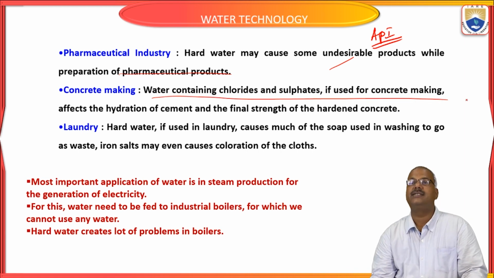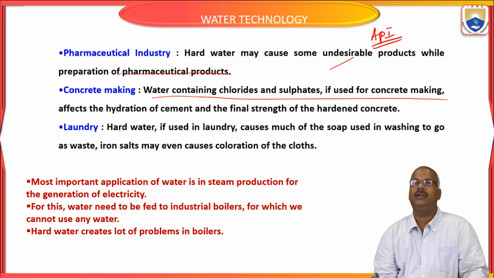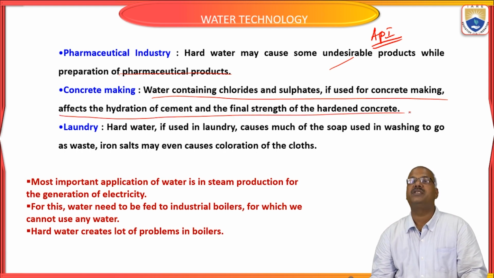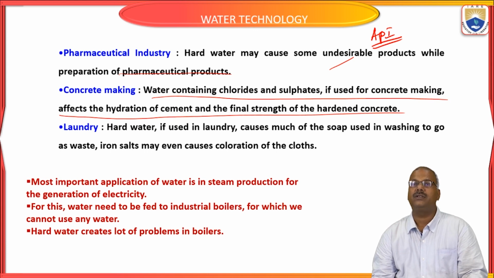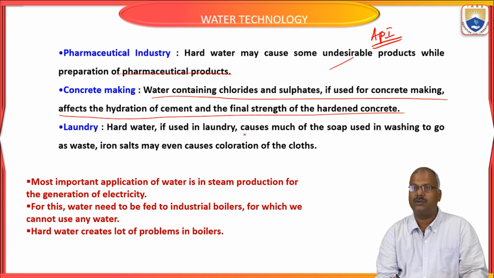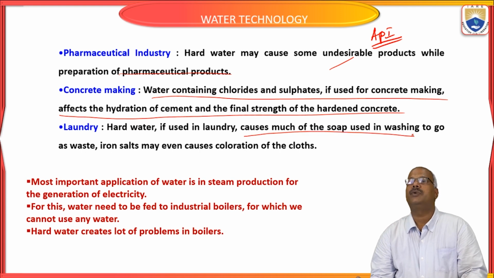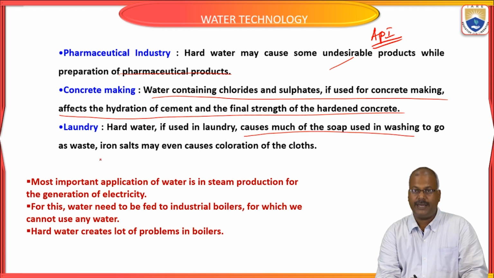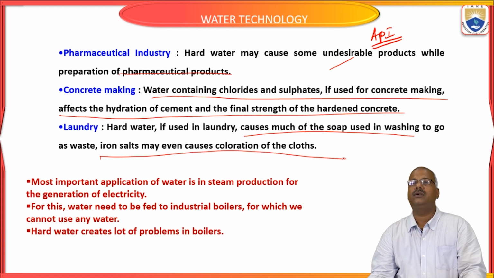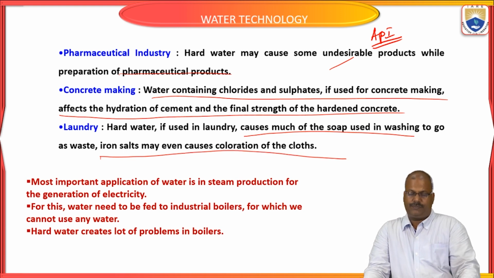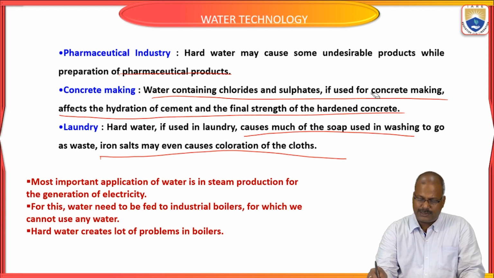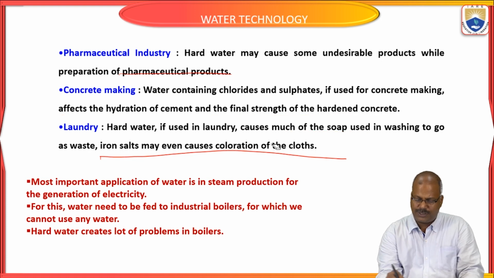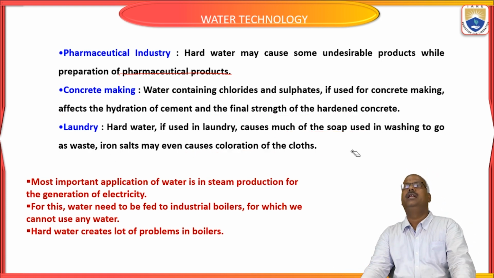Concrete making: water containing chlorides and sulfates, if used for concrete making, affects the hydration of cement and the final strength of the hardened concrete, due to the presence of chloride and sulfate salts. Laundry: it is very well known that much soap is wasted because of scum formation, and iron salts may also cause coloration of the clothes. So we have seen the problems of using hard water in domestic and industrial applications.